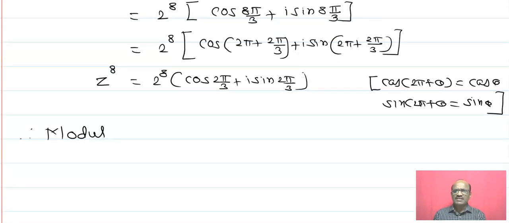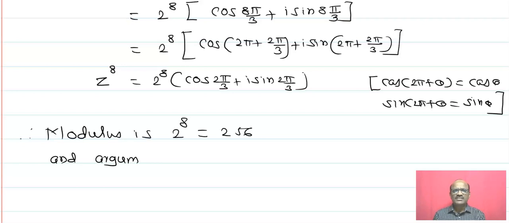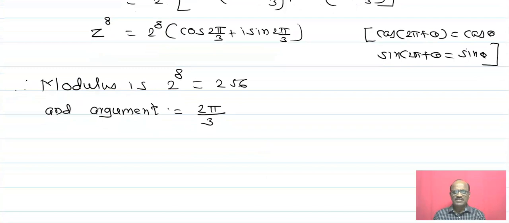And that's why next, the modulus is 2 raised to 8. That is 2 raised to 8 is equal to 256, and the argument is 2 pi by 3. This is the argument.